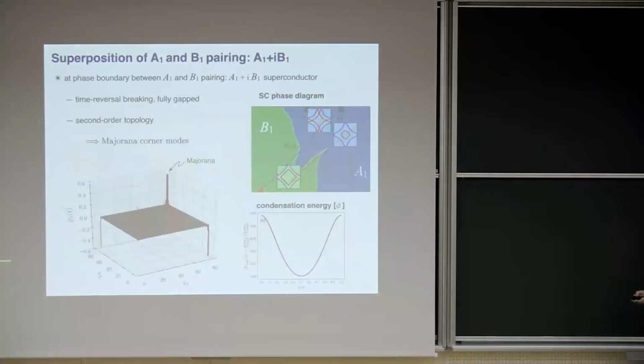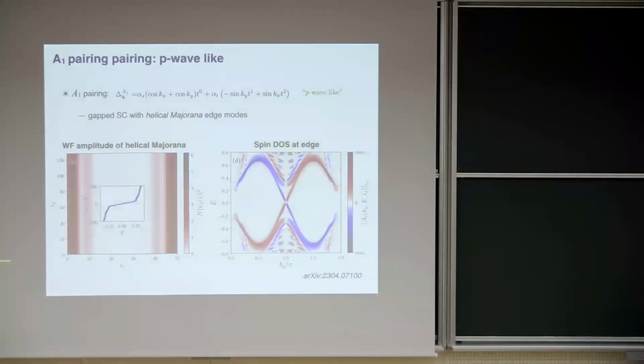Then in region 2 and 3, we have this A1 phase. So this is a P-wave-like state. Again, the form factors here are of this type. We have a kind of extended S-wave, and then a P-wave-like form factor for the triplet state. This again has a topological character, which is characterized by a C2 number. And this topology gives rise to edge states. This can be seen here in terms of these wave function amplitudes.